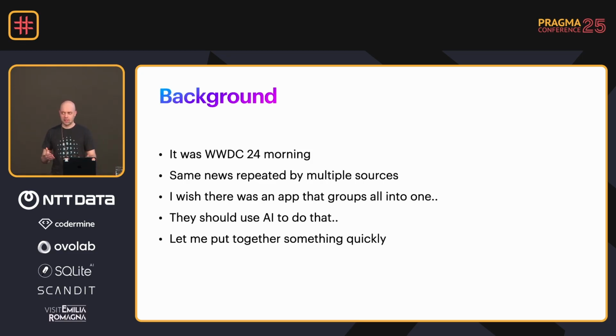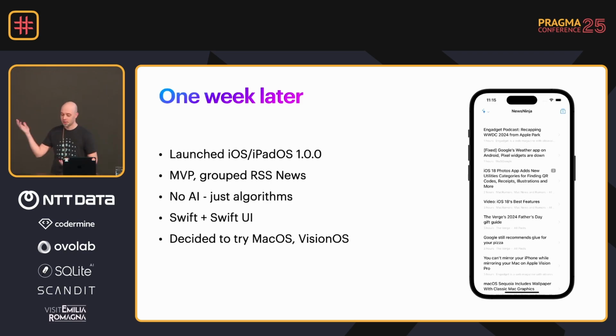But I was thinking it would be great if we could group these news together because they all talk about the same topic. And I was like, well, now there is this AI thing. It shouldn't be that hard to just put all the things into the AI and ask it to group them for me. And then I realized, well, maybe, I'm a developer. Maybe I could do that. And so I did. And one week later, actually, I was published on the App Store.